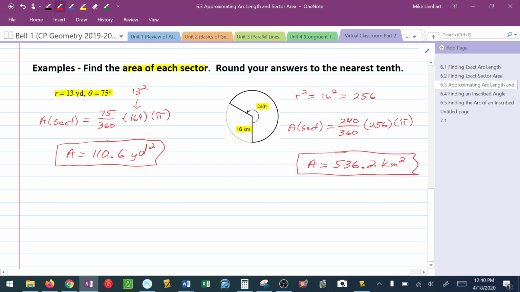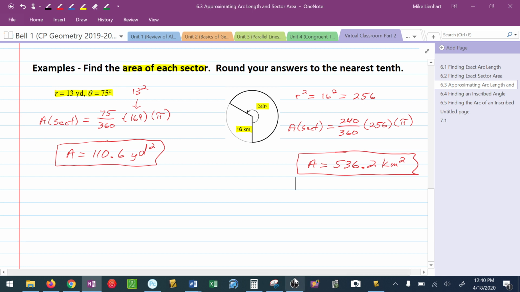All right, and that's how we approximate both the arc length and the area of a sector. Let me know if you have any questions. I'm happy to help.